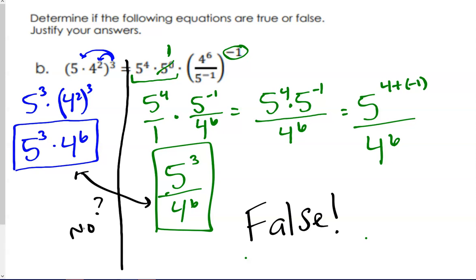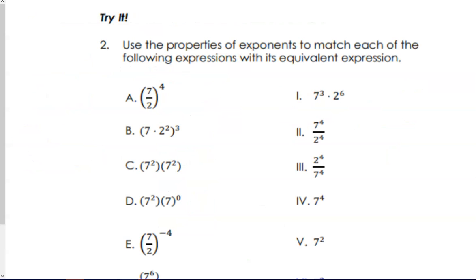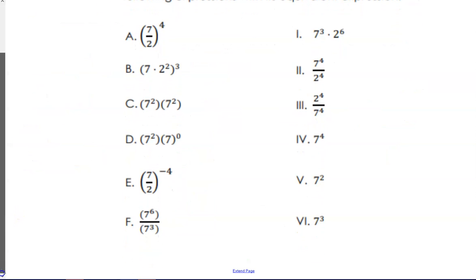All right, next we have a matching. So here it wants me to simplify A through F and match it with 1 through 6 on the other side. Okay, so the Roman numerals are already simplified.